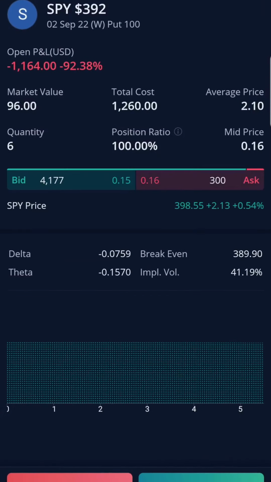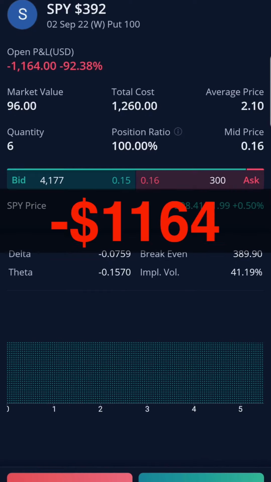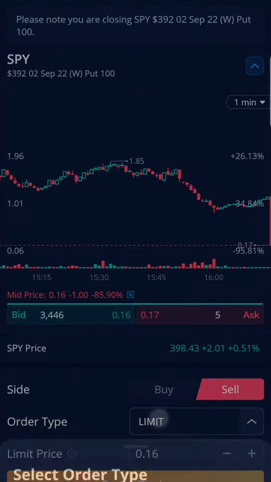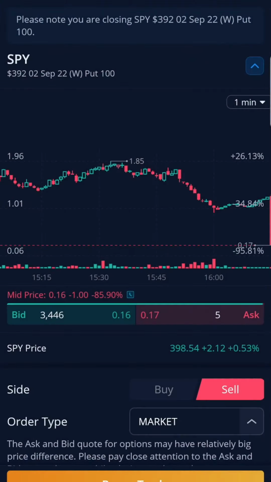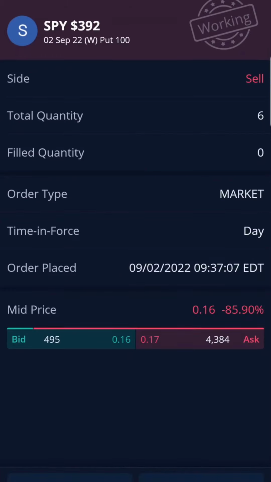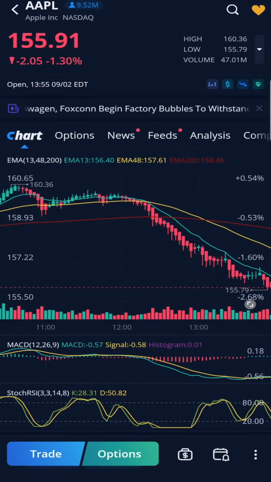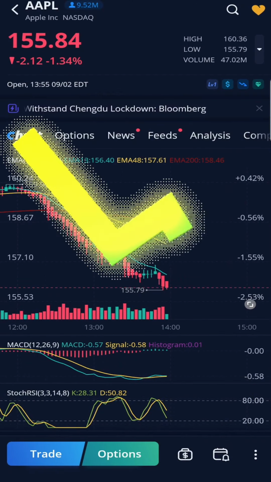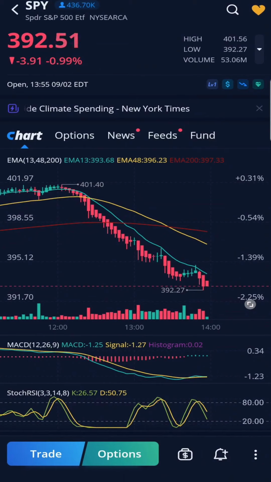I later sold off my 6 contracts of SPY for $16 each, again losing $1,164 or 92.38%. These were big losses. Luckily it was only paper trading and good practice. The rewards are great when you guess right and are patient. If I had waited until later in the trading day, both Apple and SPY went downward. I could have recouped more of my losses in paper trading. In this case, it pays to be patient.